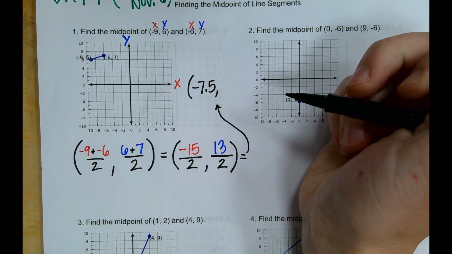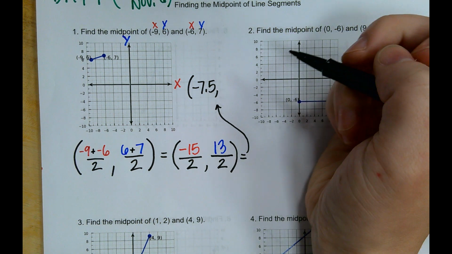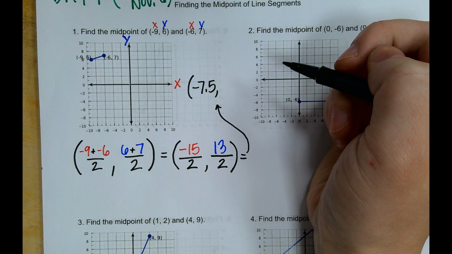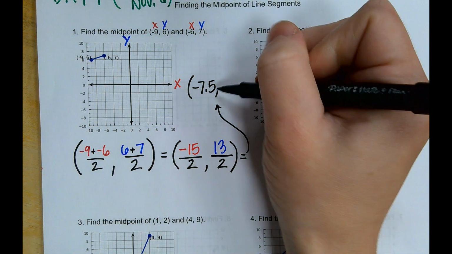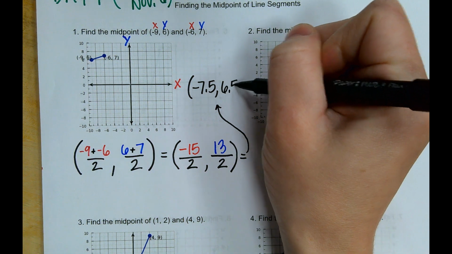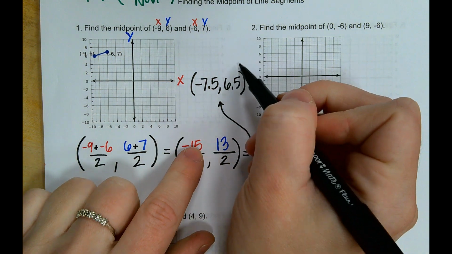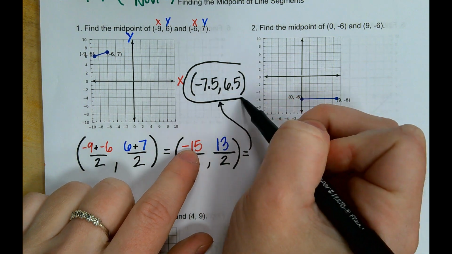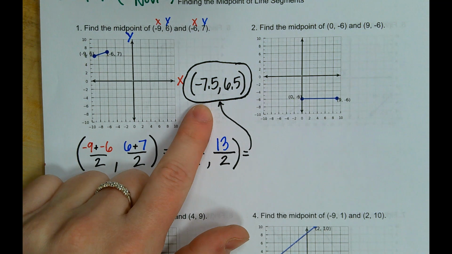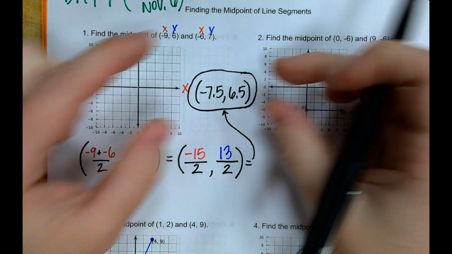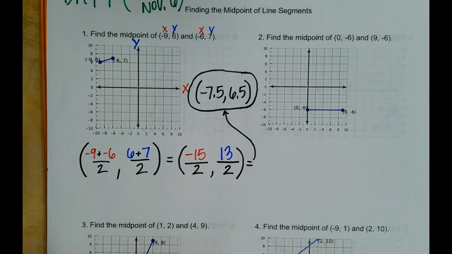And then what's 13 divided by 2? 6.5. Perfect. And that's your answer. So we're going to circle it. But we're not done yet. We got our midpoint. Now I want you to put the midpoint on your graph.